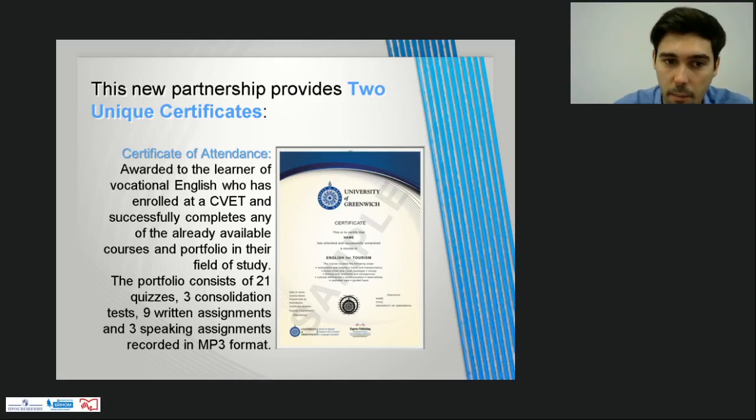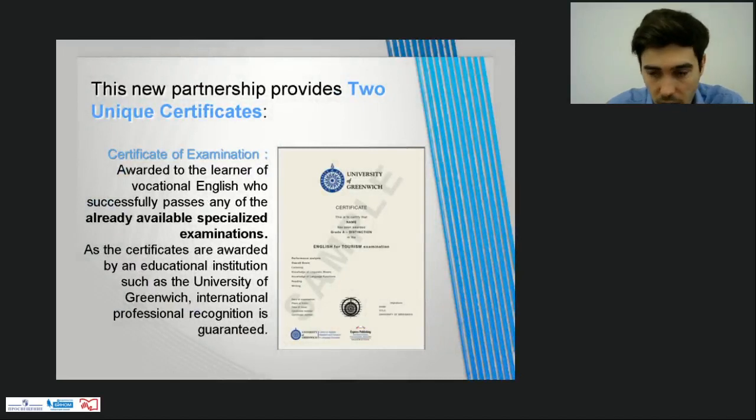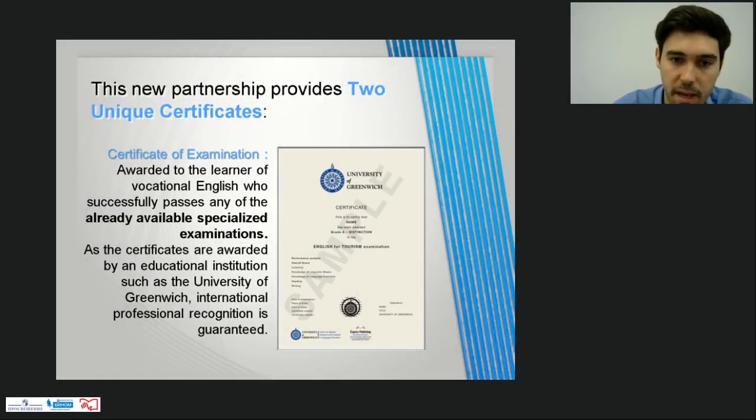Learners can also sign up for a certificate of examination. This is slightly different. The certificate can be obtained by passing a specialized examination, where the certificates are awarded if the learner passes this specific examination.